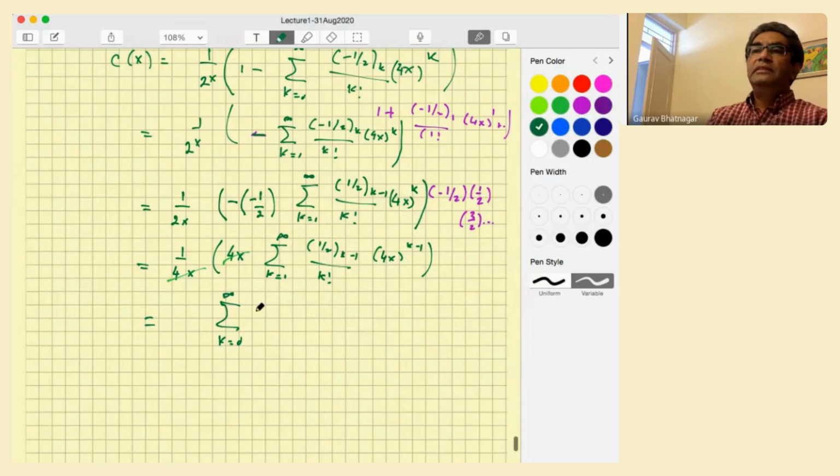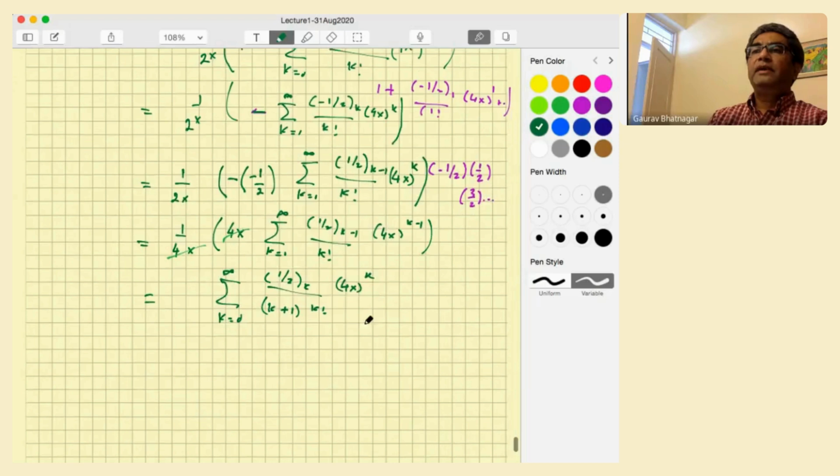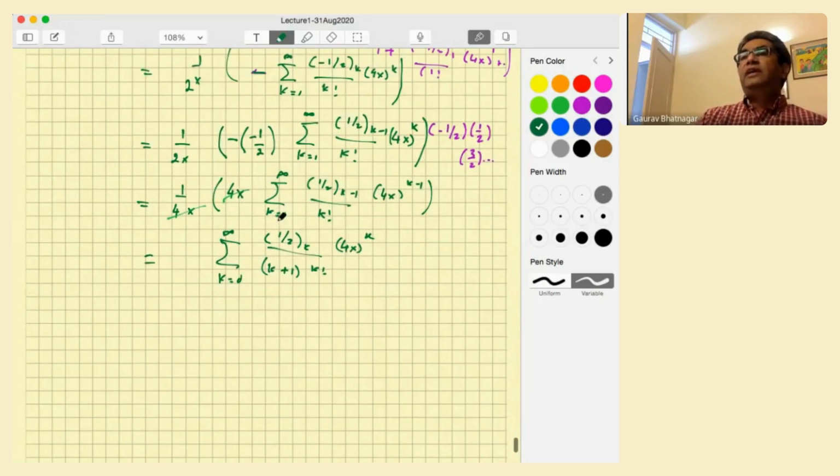So now I'm shifting the index and I've got 1 by 2 sub k. And now this becomes k plus 1 factorial. So I take out a k plus 1 and k factorial. And I have 4x raised to k. So earlier it was starting from k equal to 1. So the first term was when you have k equal to 1, 0 here, 1 here, and 4x raised to 0 here. And now also you have the same thing. So we just shifted the index. So this is shifting the index.